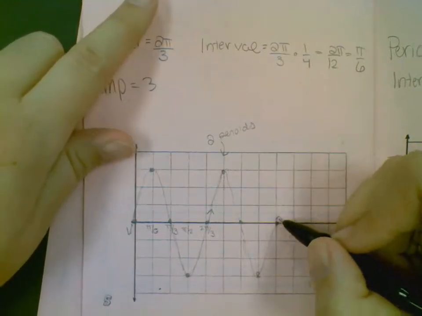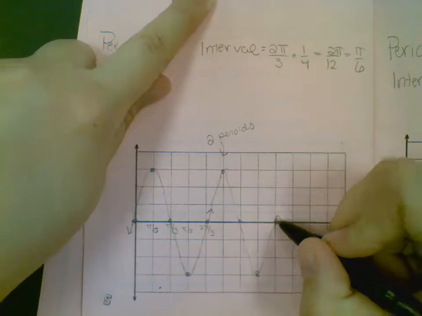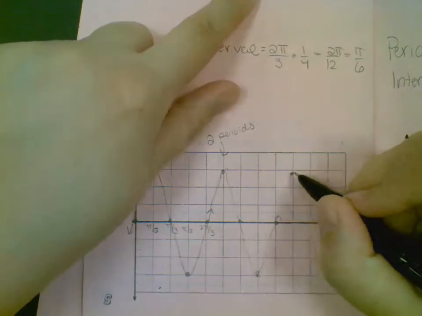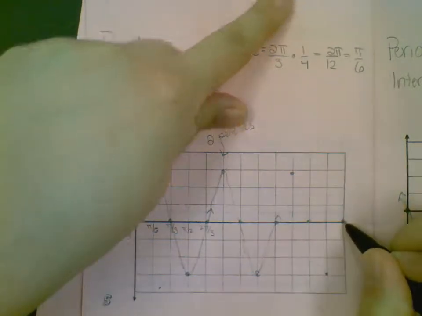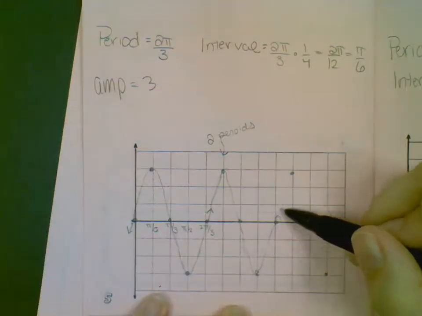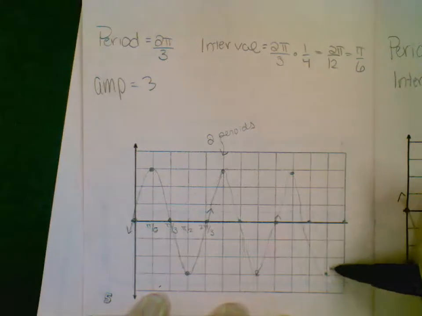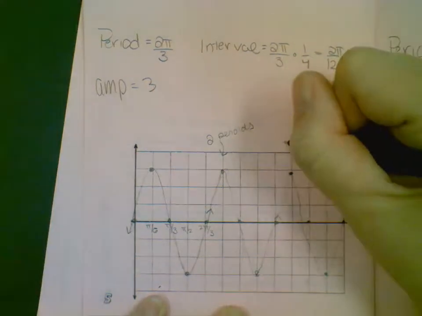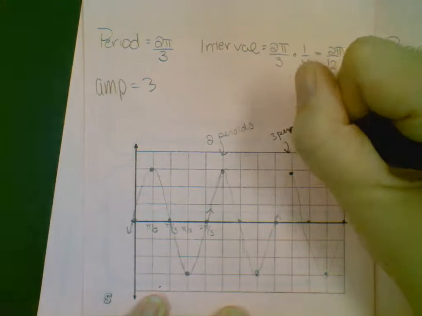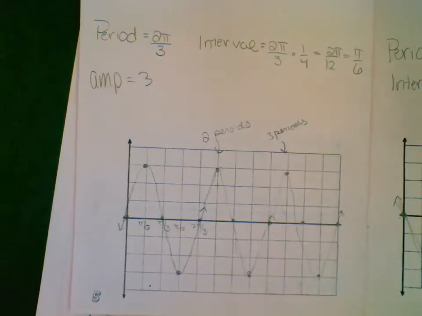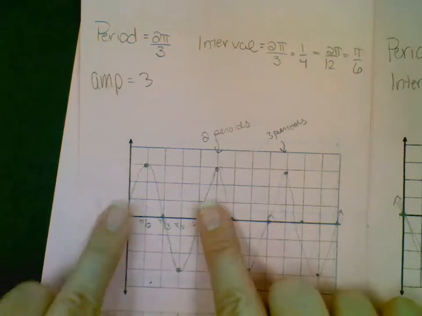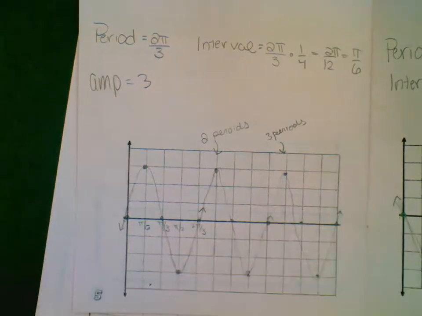Okay, so we have 0, 0, and then we have 3, and then we go back to 0, and then we go down to -3, and then we go back to 0. So that would be another period of this graph. So this would be 3 periods. So the period, remember, is how long it takes to complete a cycle. So each time we complete a cycle, that's like having another one.